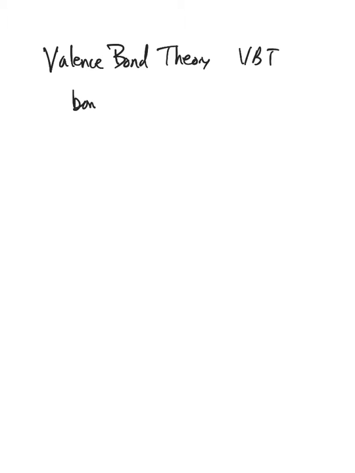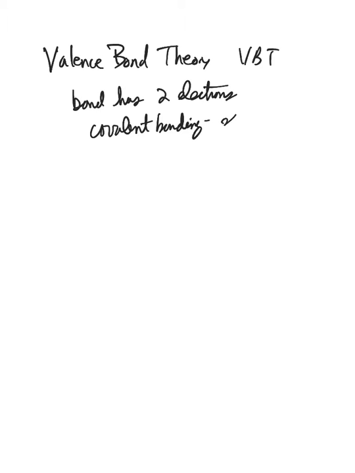Hello, we're talking about some bonding theories. And the first bonding theory that we want to look at is called valence bond theory, or VBT. Remember that a bond will ultimately have two electrons. And we're talking about covalent bonding, which involves a sharing of electrons.